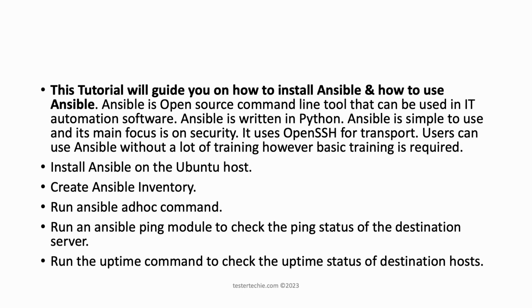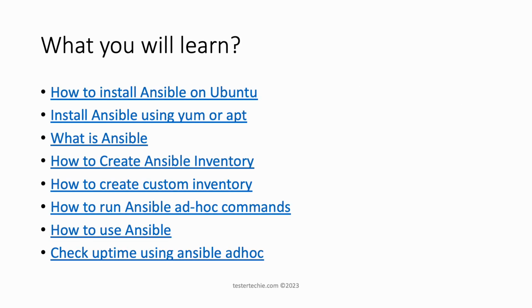Then we'll also learn how to create Ansible inventory. Then we'll also show you how to run Ansible ad hoc commands. What is ad hoc and all, I'll explain that in a bit. Then you can use a simple ping module to check the status of your destination system. And then you can also run uptime on an ad hoc basis and get the uptime of a destination host, the client node. This is what I talked about.